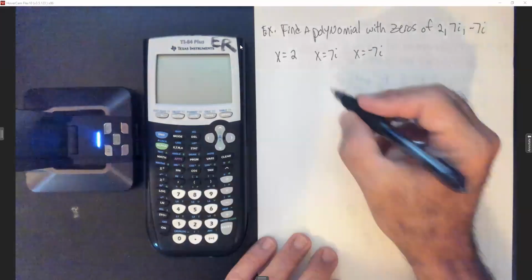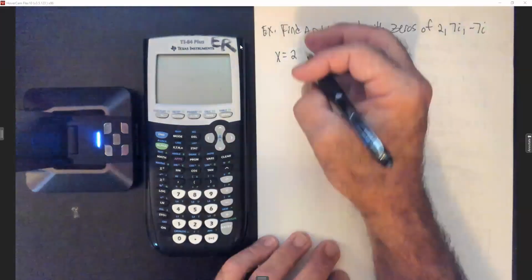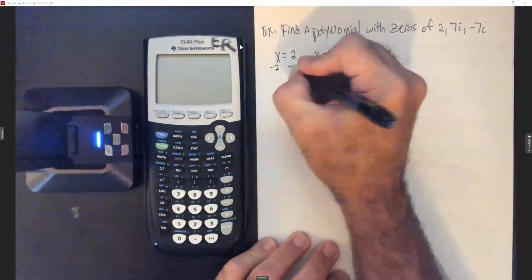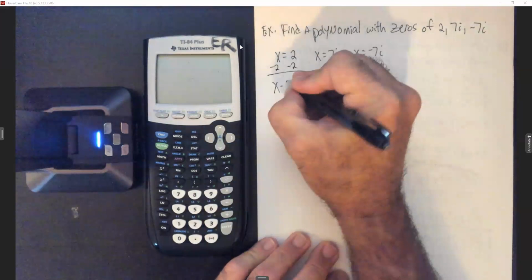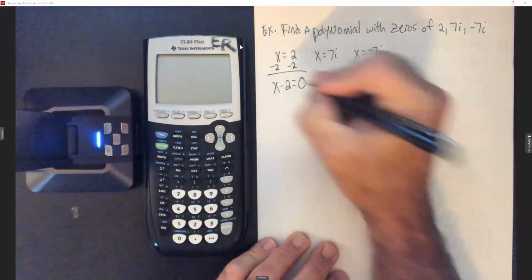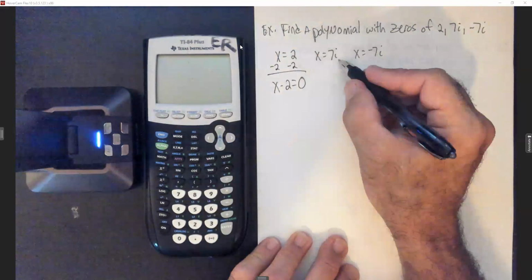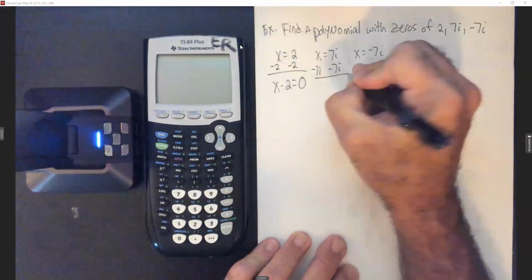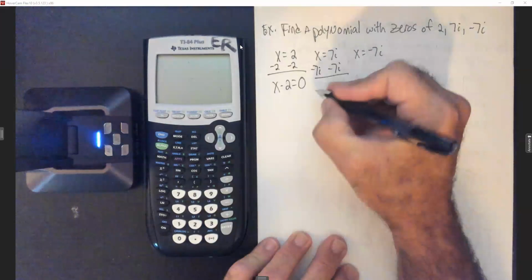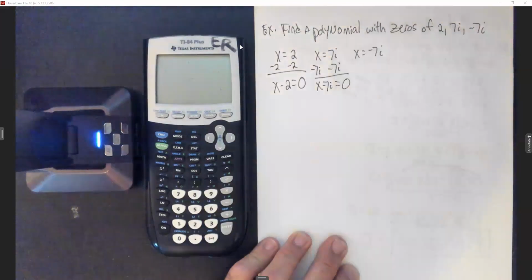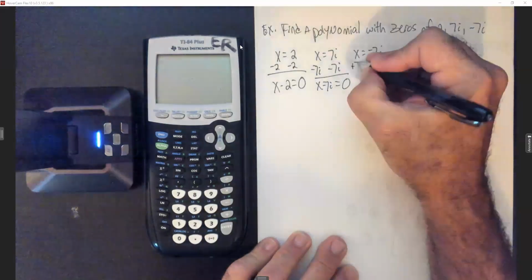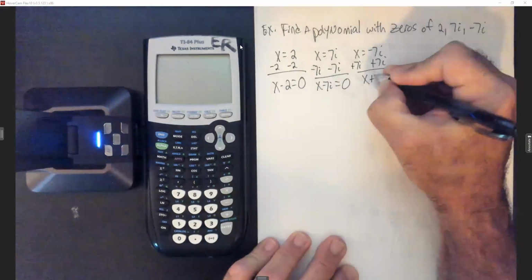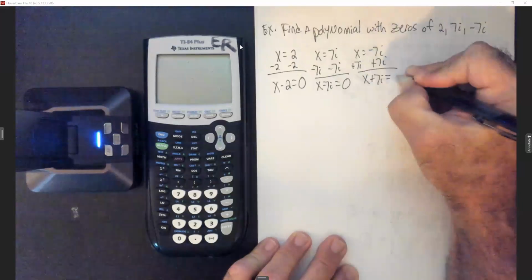So let's get everything on one side equal to 0, and I'll show you. So since that's a positive 2, we're going to minus 2 from both sides. And I get x minus 2 is 0. That's a positive 7i, so I would subtract it from both sides. So I get x minus 7i equals 0. And then that's a negative 7i, so I would add 7i to both sides. And I get x plus 7i equals 0.